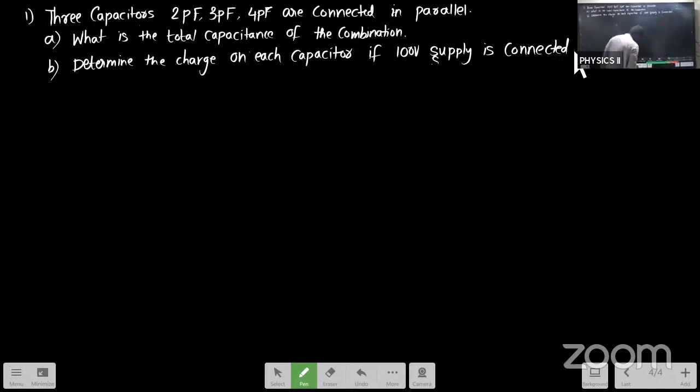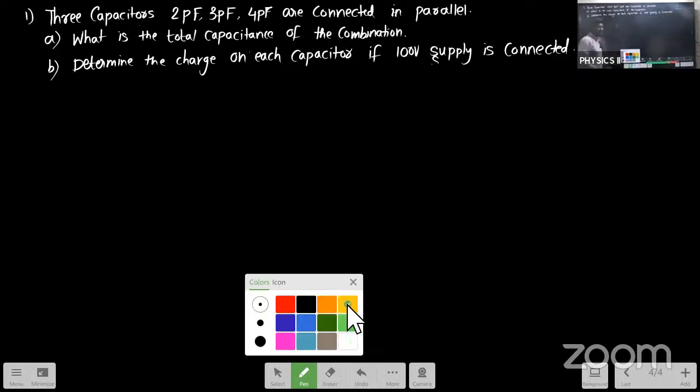Now see here, this was the question which was asked in previous year examinations. There are three capacitors, 2 picofarad, 3 picofarad and 4 picofarad, connected in which type of combination? Parallel combination. Next, he is asking you to calculate the total capacitance of the combination, and also to determine the charge on each capacitor. He is asking to determine how much charge flows on each capacitor.